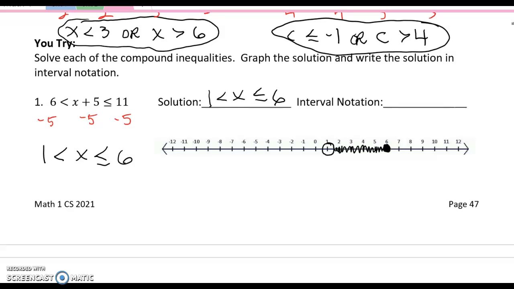How about that interval notation? Open circle on 1 means parentheses by the 1. This graph ends at 6 on the right, and because it's a closed circle, we do the squared off bracket.